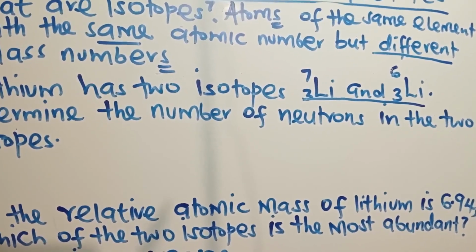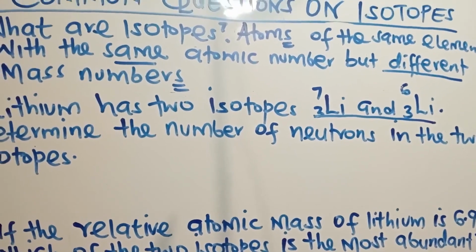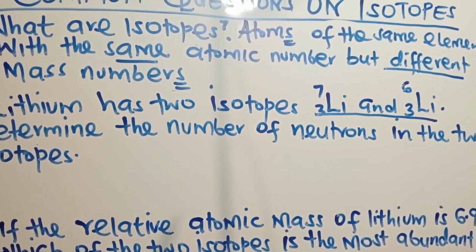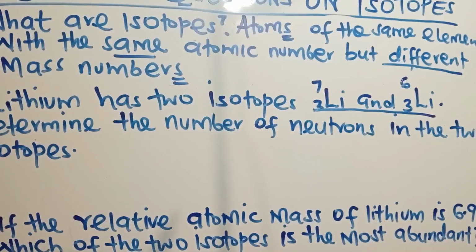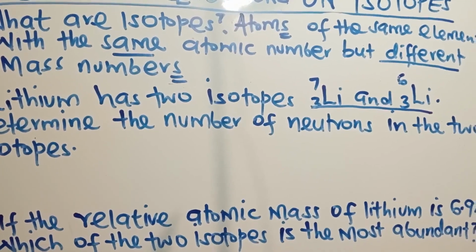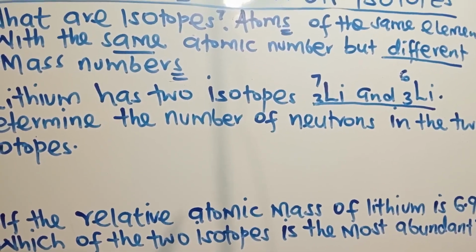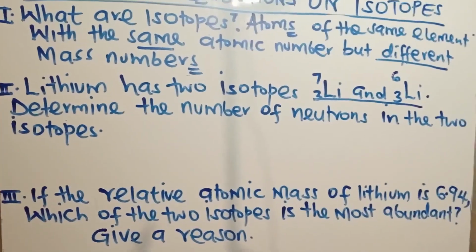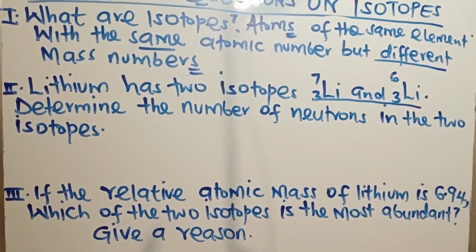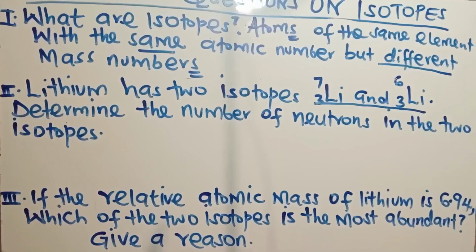If you check on 7 and 6, those are the mass numbers. And in our meaning for the term isotopes, we say that mass numbers are different. So that is why we have them in plural, because they are different, meaning we have different numbers that are used there. On to our question 2, we are told to determine the number of neutrons in the two isotopes.